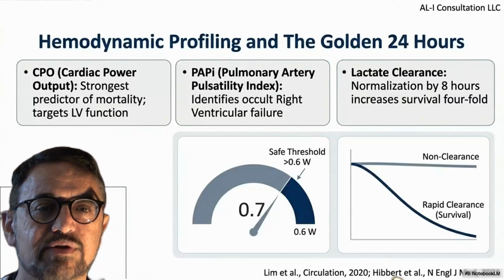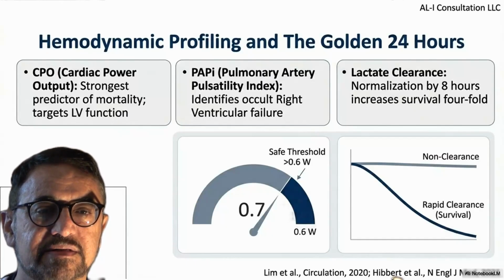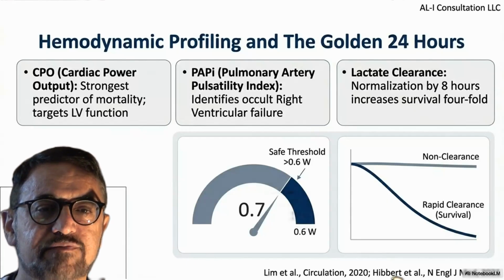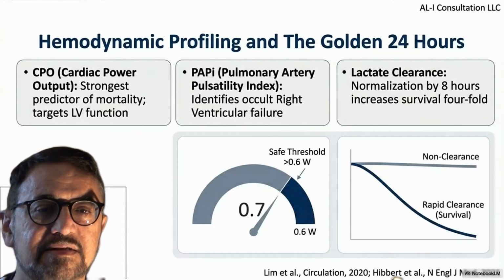The golden 24 hours. The first 24 hours often determine whether a patient stabilizes or spirals. There are three especially useful markers: cardiac power output, PAPI, and lactate clearance. Cardiac power output combines mean arterial pressure and cardiac output into a single measure of hydraulic performance. A value above 0.6 watts is generally reassuring, whereas low values suggest inadequate perfusion power and a high-risk state.